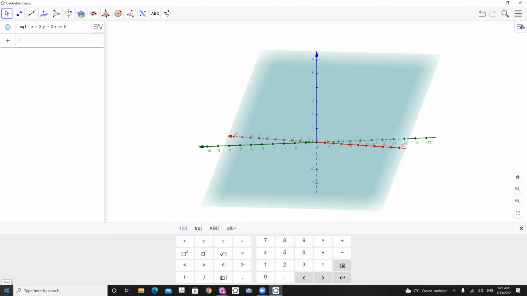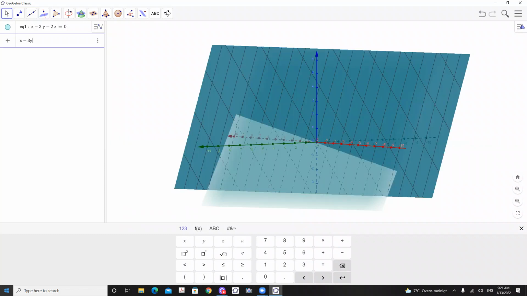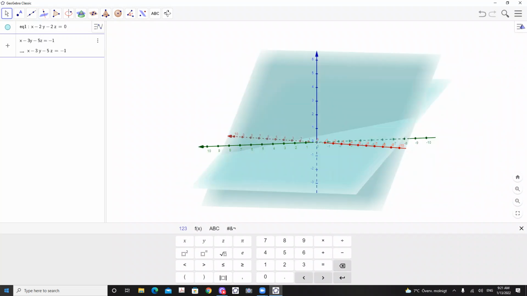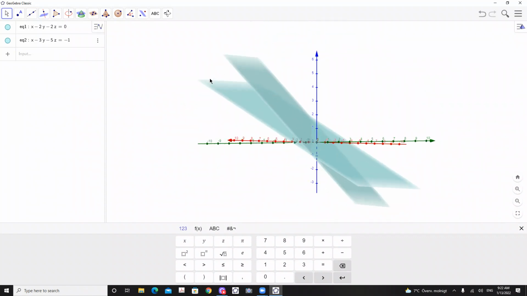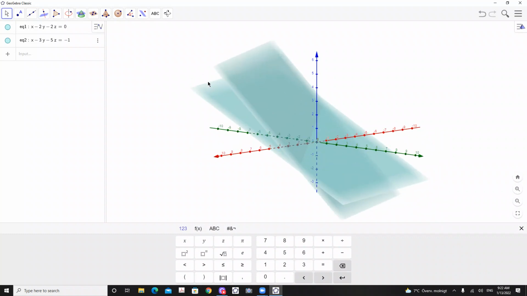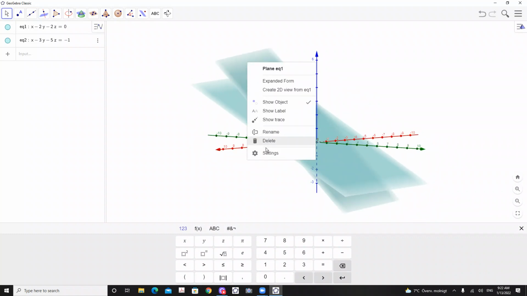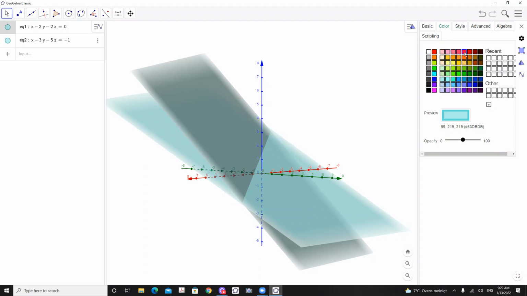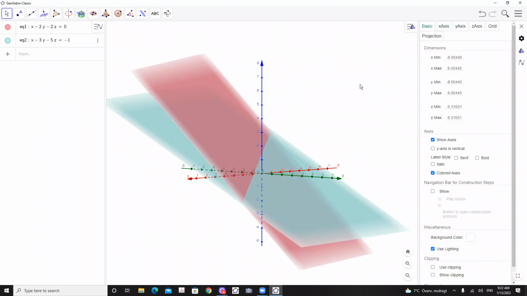So x minus 3y, and then I have minus 5z equals to minus 1. Okay, so that is another plane. So you see, this is something like this. So 2 planes are cutting each other. And I think it would be good if I change the color of one of these planes to a different one. So let us make it, I don't know, red. Okay, now you can see.